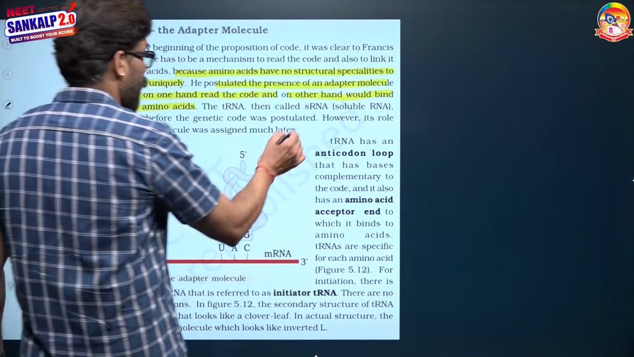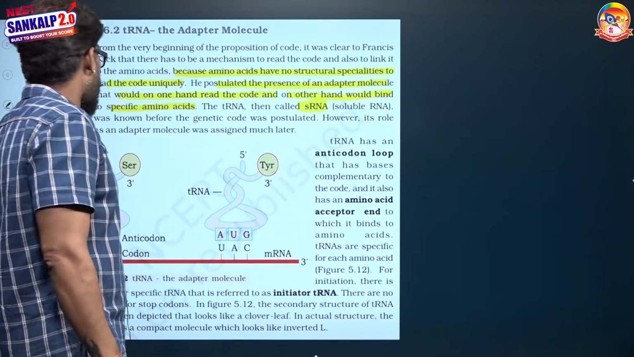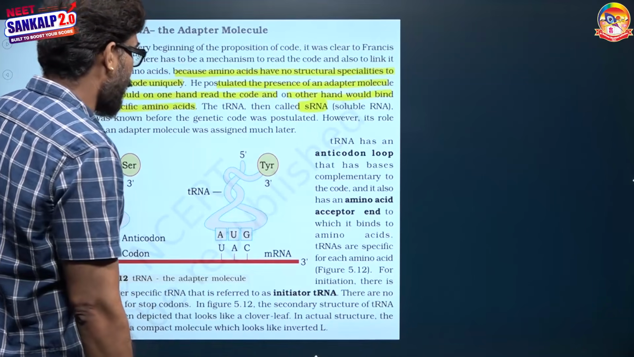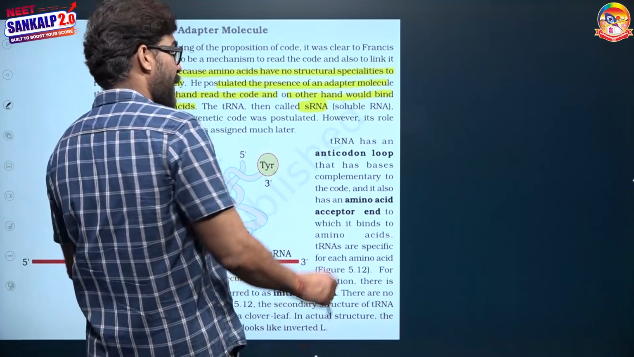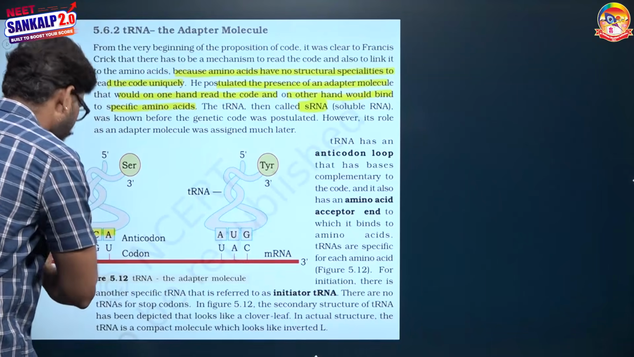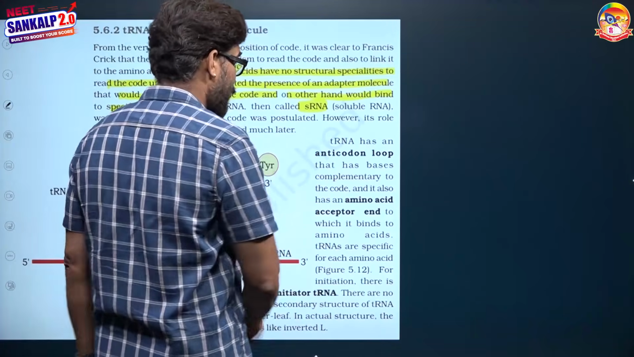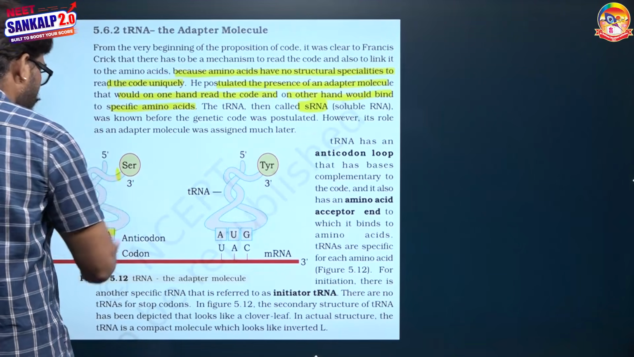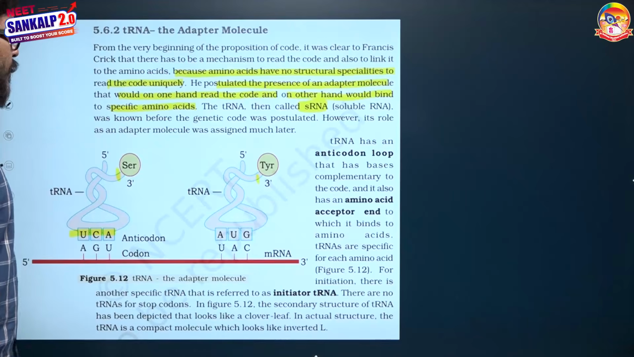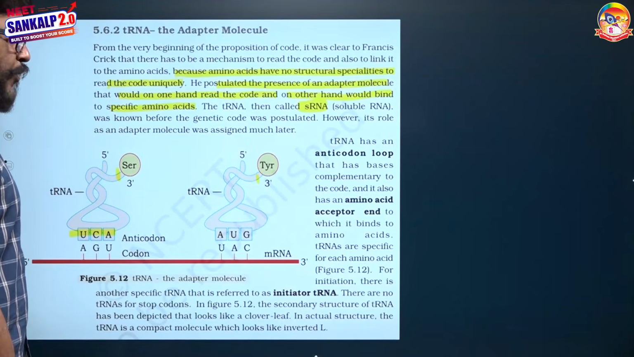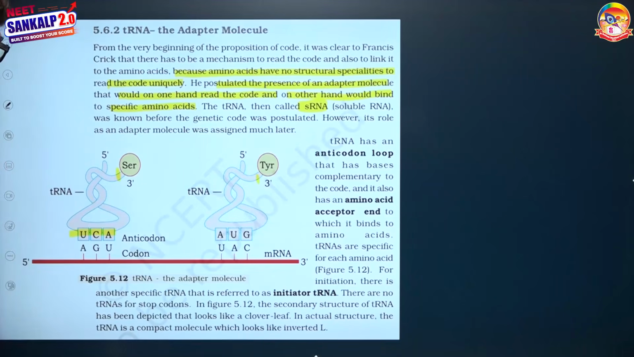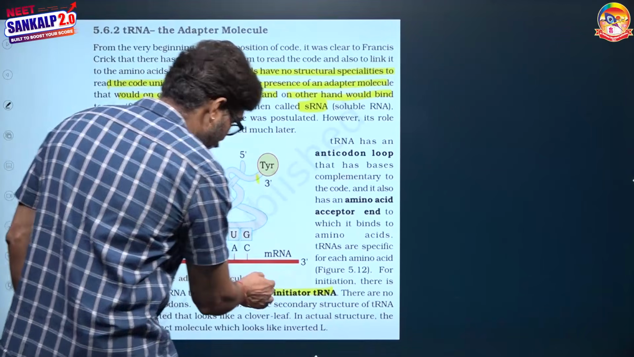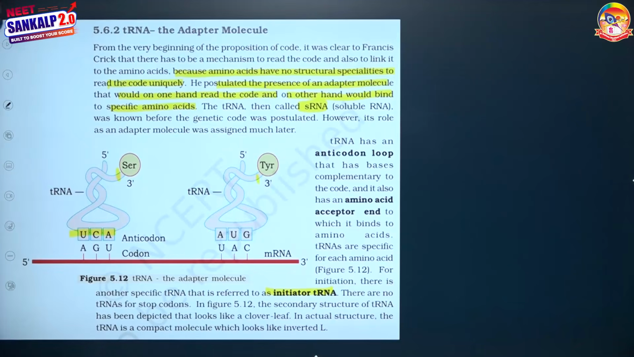Transfer RNA, also called soluble RNA earlier, was known before the genetic code was postulated. Transfer RNA has an anticodon loop. This is the anticodon loop that has 3 bases complementary to the code, and it also has an amino acid acceptor arm. This is the amino acid acceptor arm to which the amino acid binds. Transfer RNAs are specific for each amino acid. For initiation, there is another specific transfer RNA that is referred to as the initiator transfer RNA. There are no transfer RNAs for the stop codons, so the process of translation will stop.